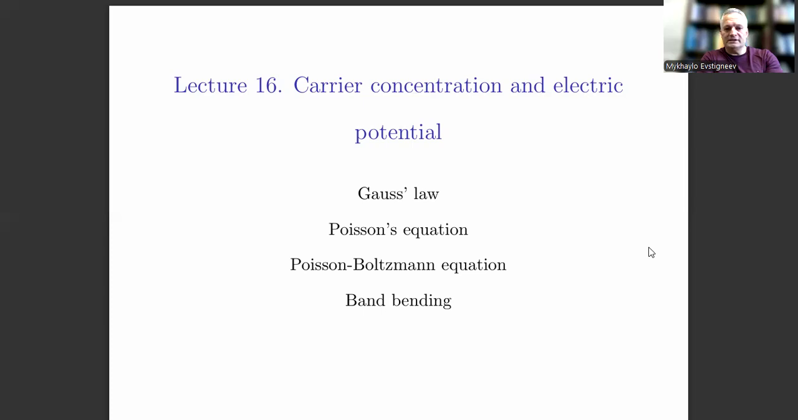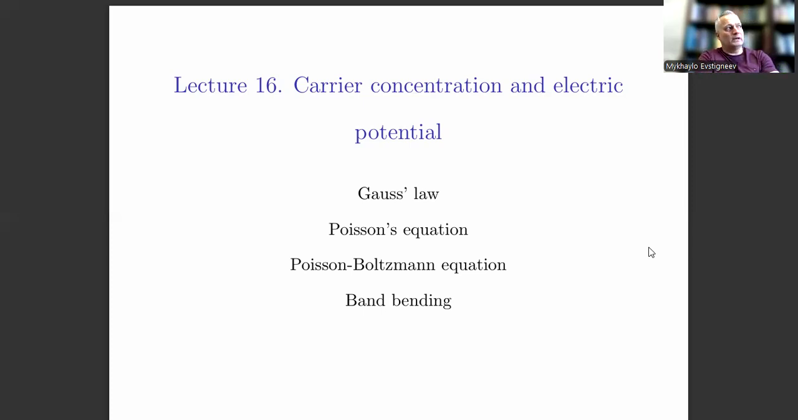But we did all this discussion under the tacit assumption that there is no electric field acting in the semiconductor, that the electric potential is uniform. We set the value of the electric potential to 0, but it doesn't matter which value we would set, as long as it is uniform.